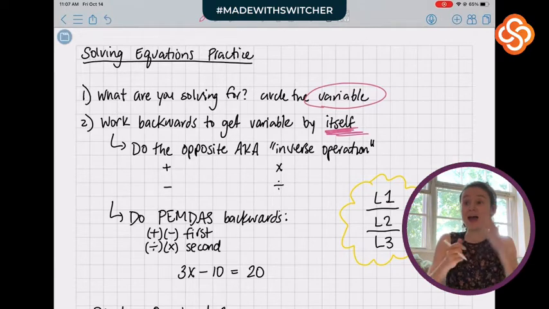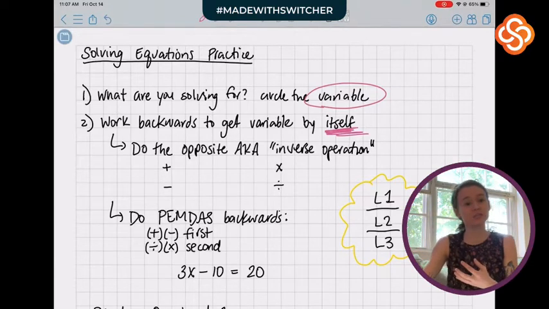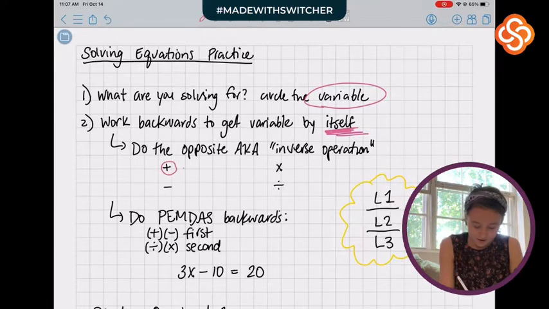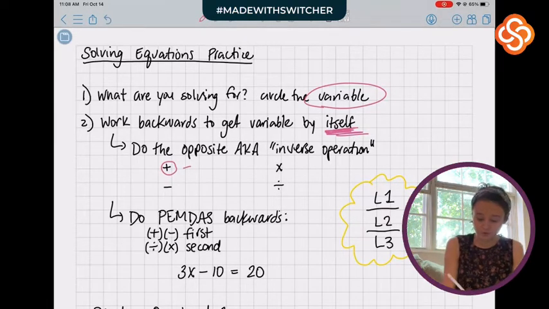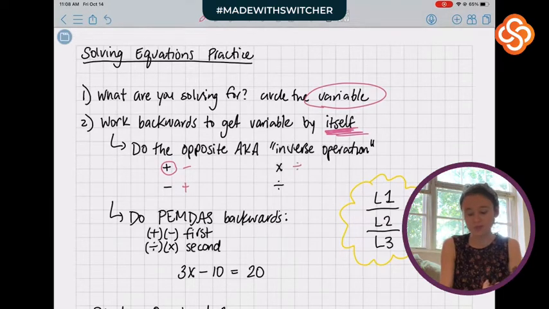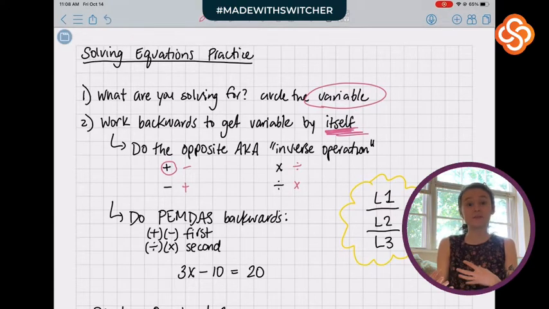So now if I added something to the variable, to delete it, I need to subtract, right? So what's the opposite of plus? Subtract. What's the opposite of subtract? Add. What's the opposite of multiplication? Division. What's the opposite of division? Multiplication, right? So you just do whatever's opposite to delete the numbers next to your variable.